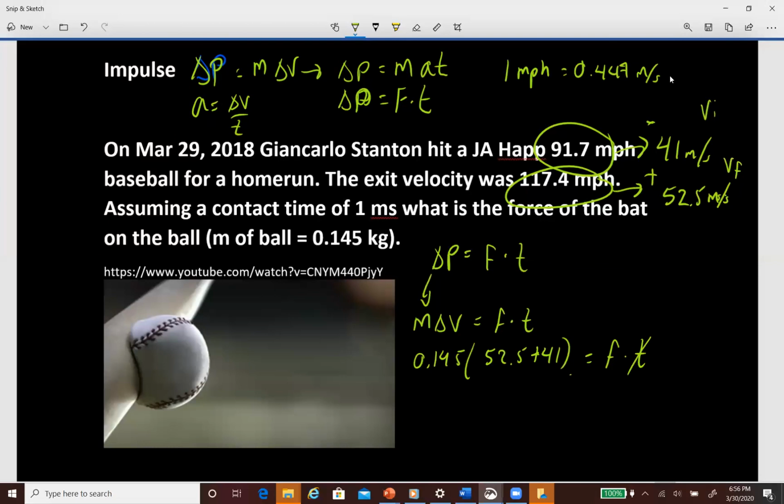Now we have the time. In this equation, it says that the contact is 1 millisecond, which seems a little fast, but let's go with it. 1 millisecond is exactly 0.001 seconds. That's the only unit I put in. So in this case, the force is going to be a whopping 13,558 newtons, which, by the way, would just obliterate someone's skull.